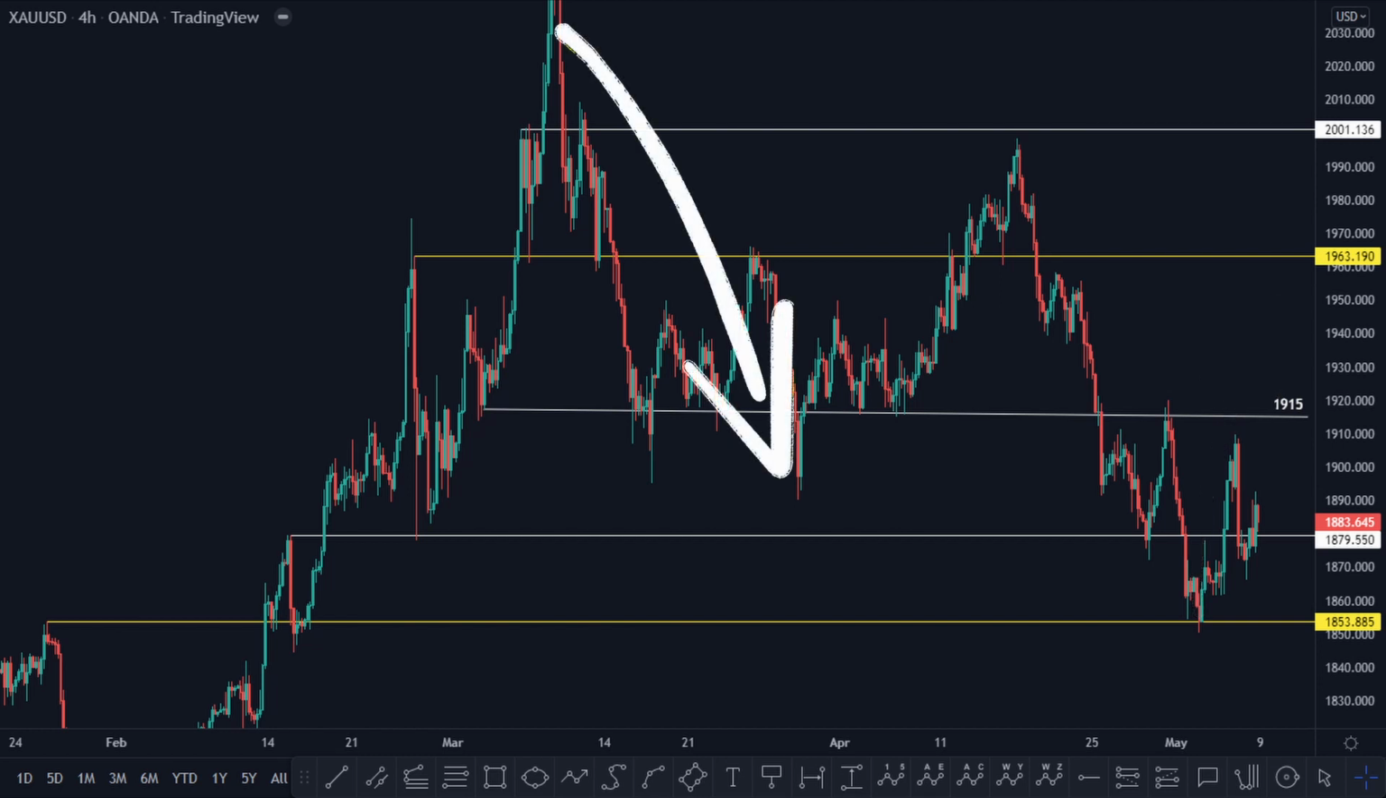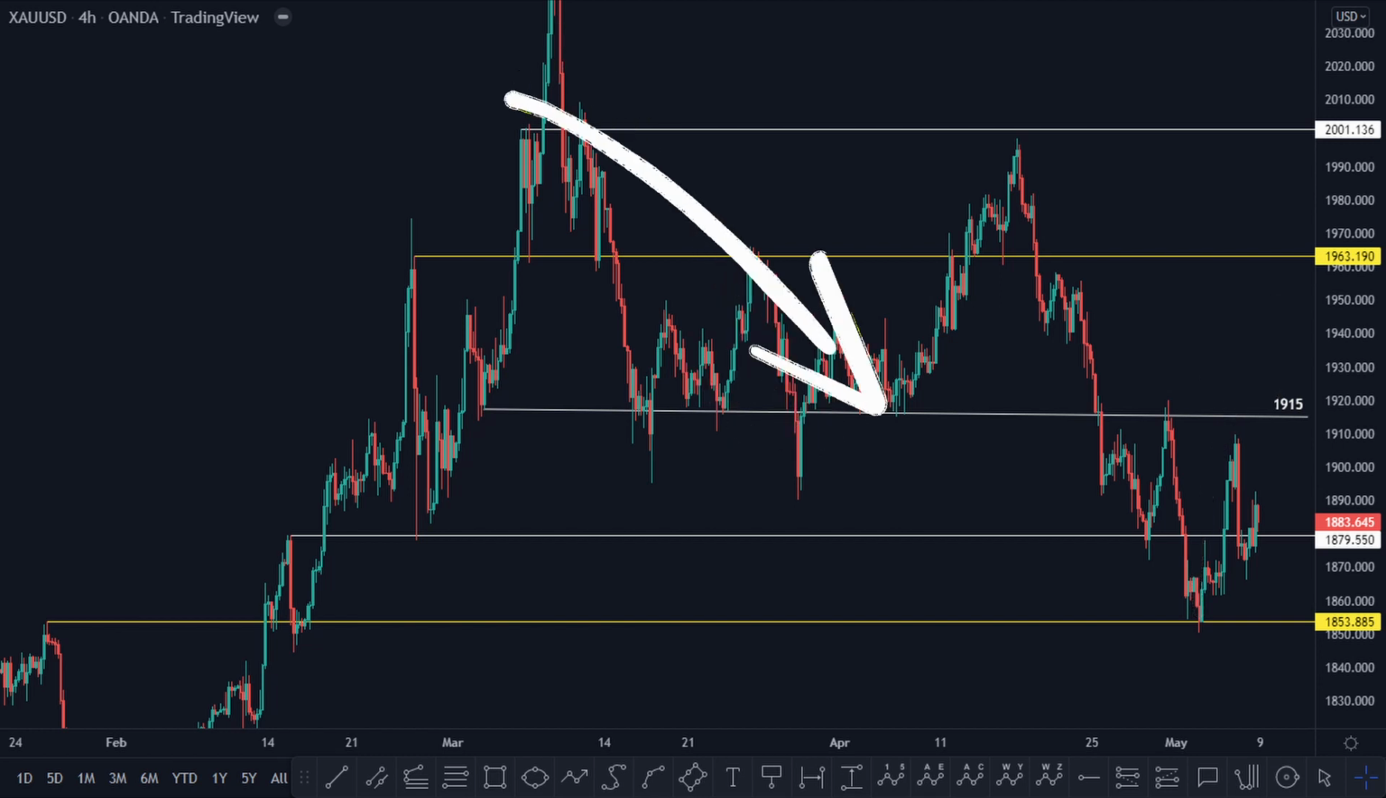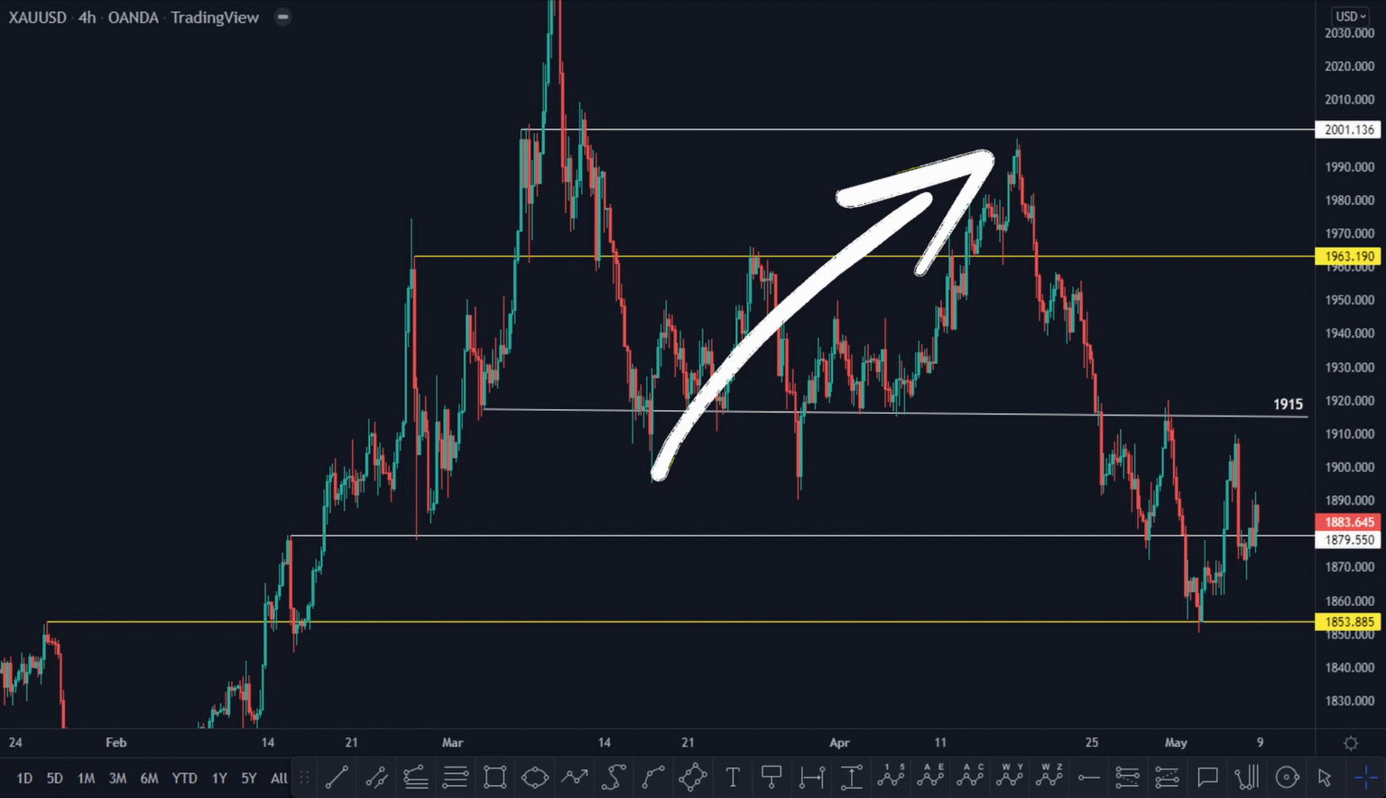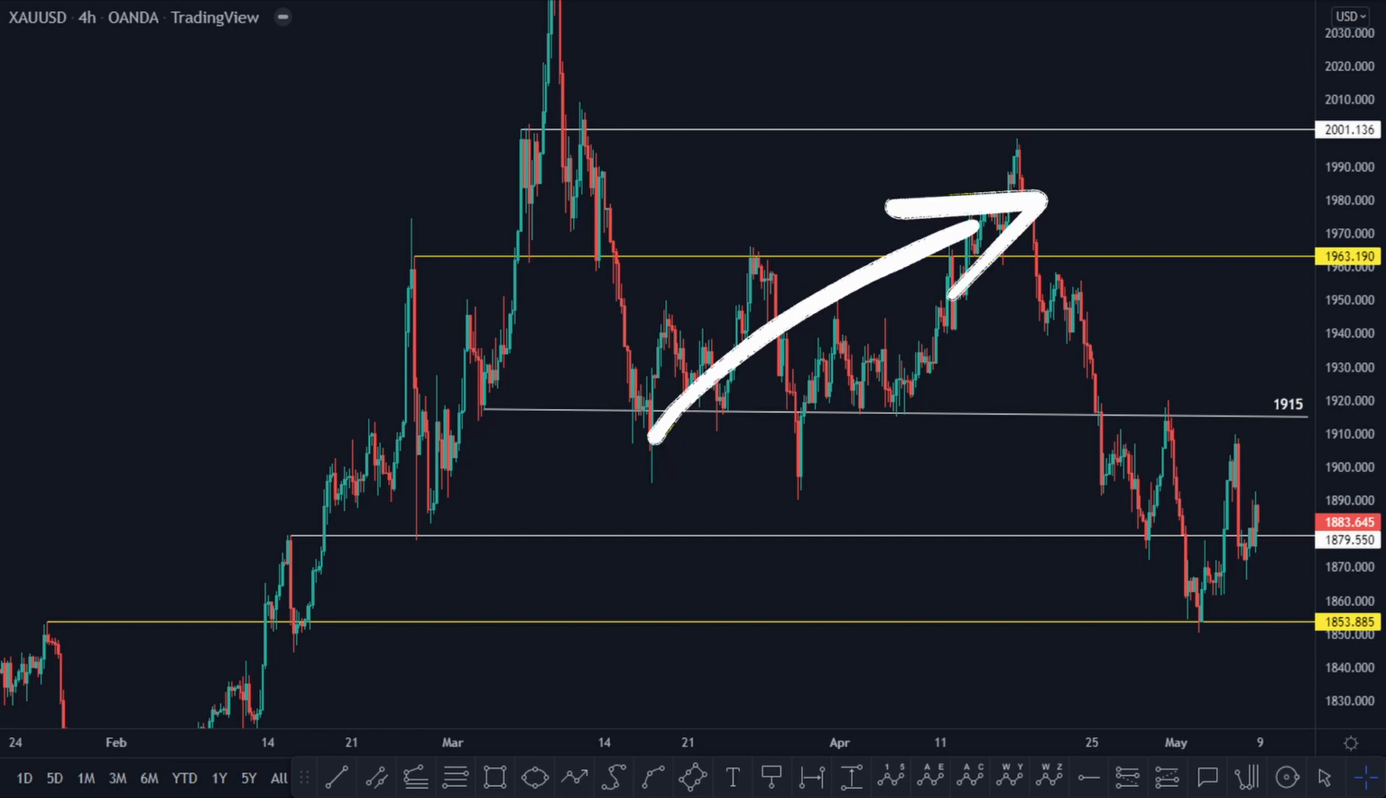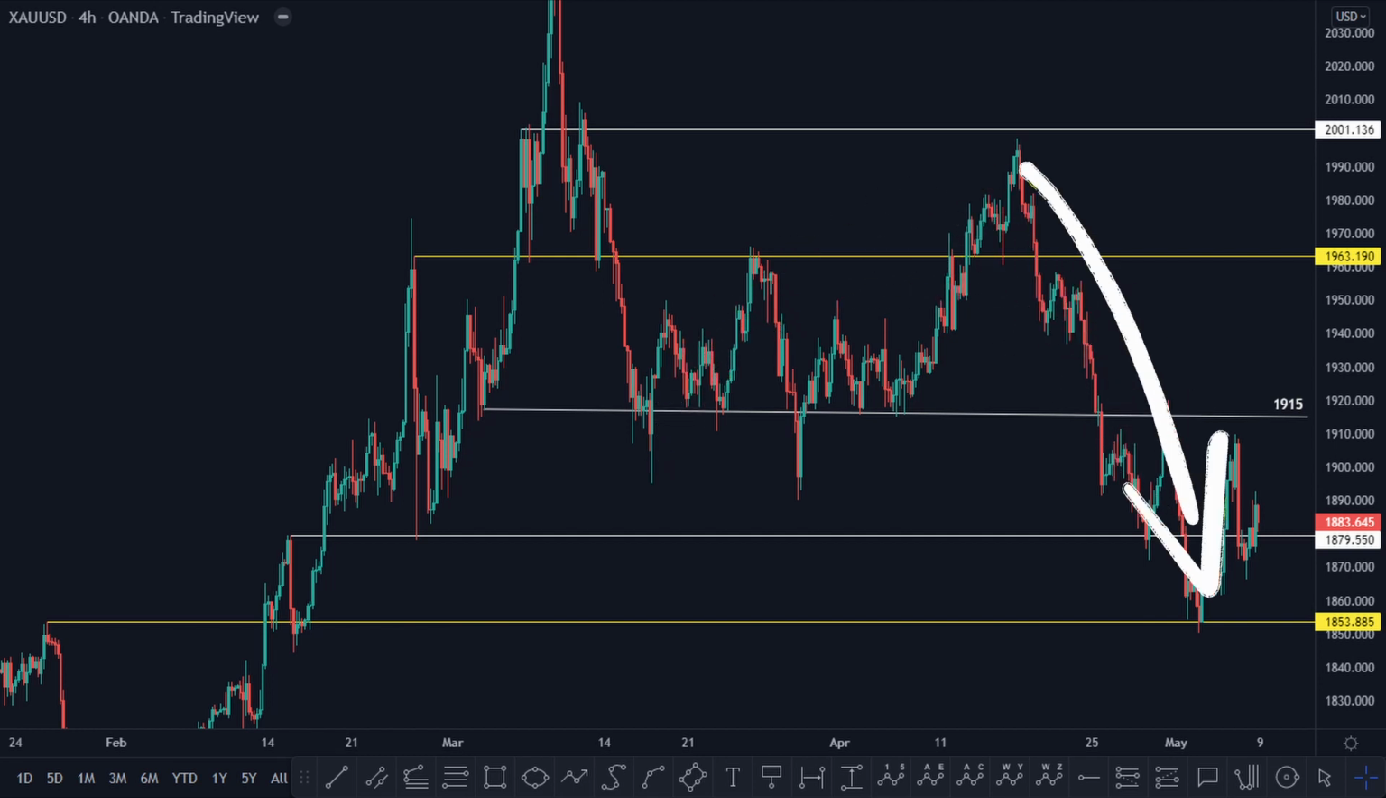This was our first bearish impulsive wave, then this was flat correction, and buyer of this trend, the Central Bank of India, is confirmed. They were buying gold during this time, and this was our last bearish impulsive wave.